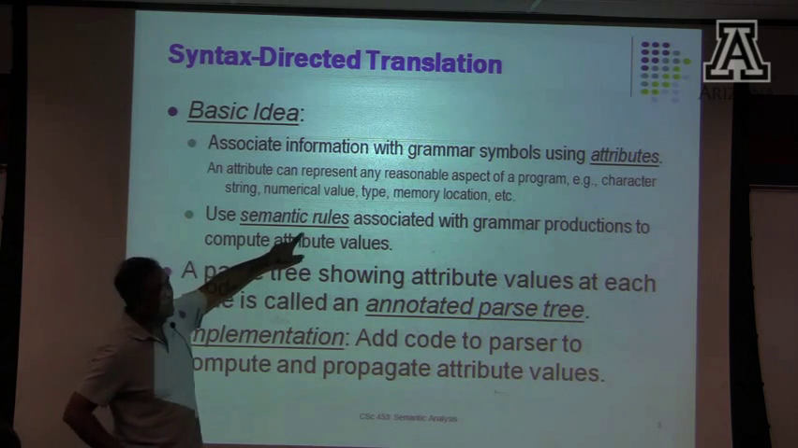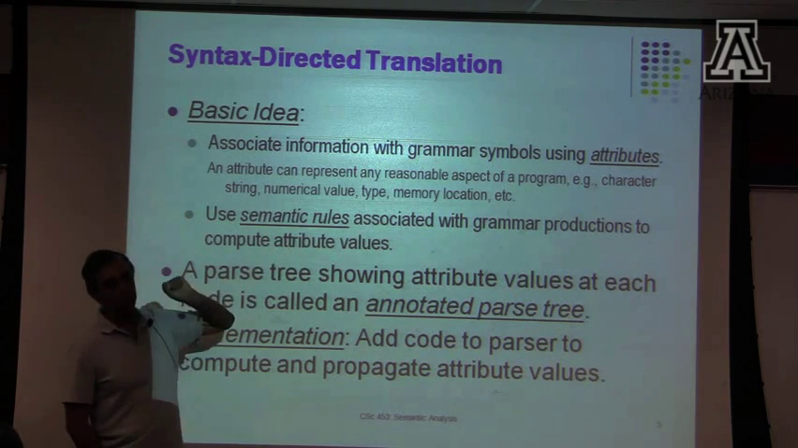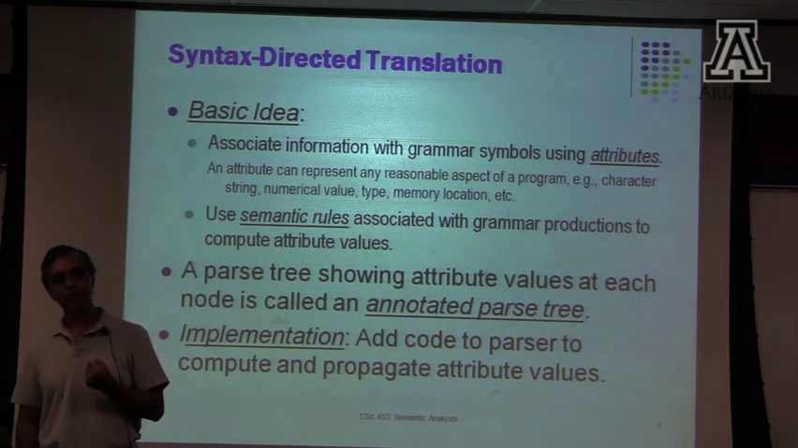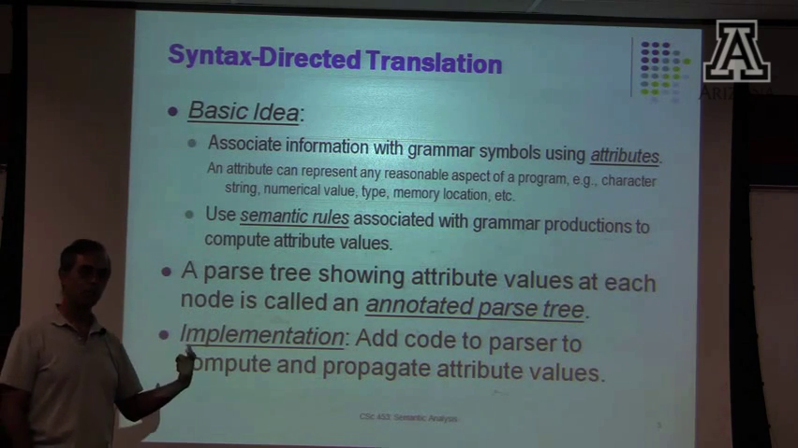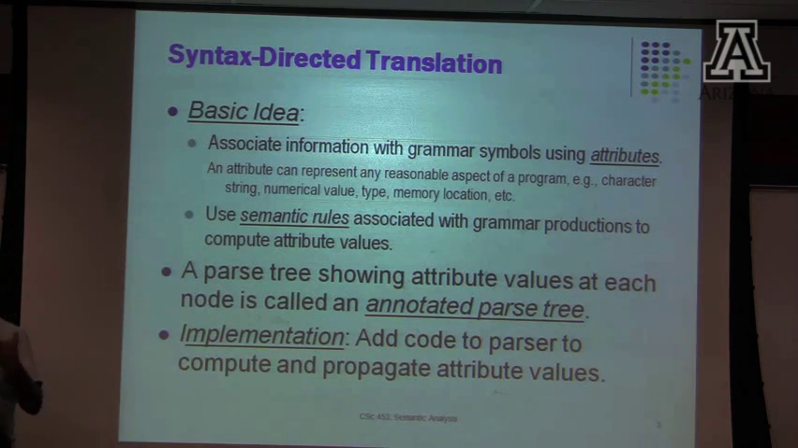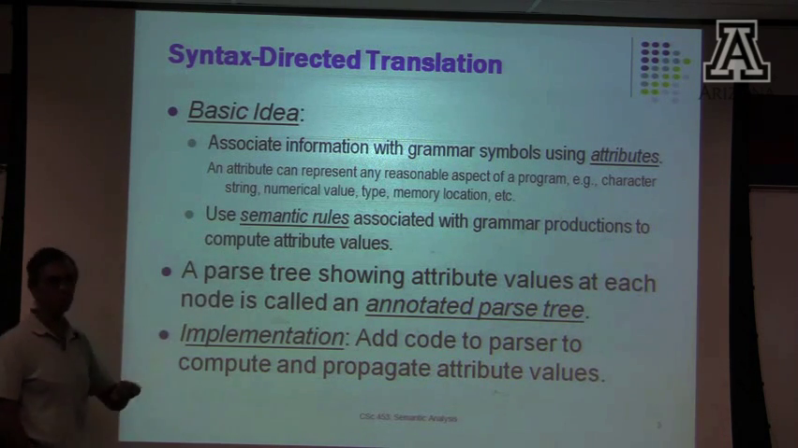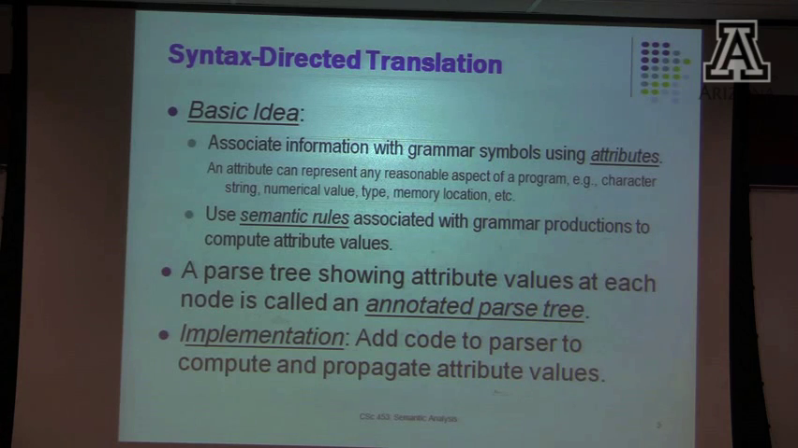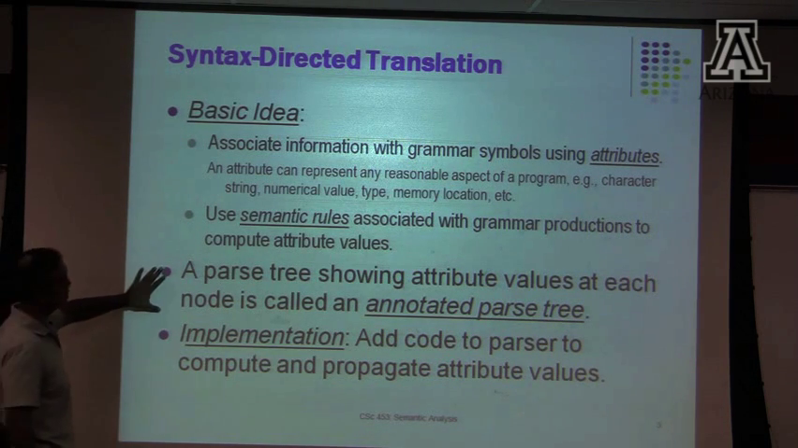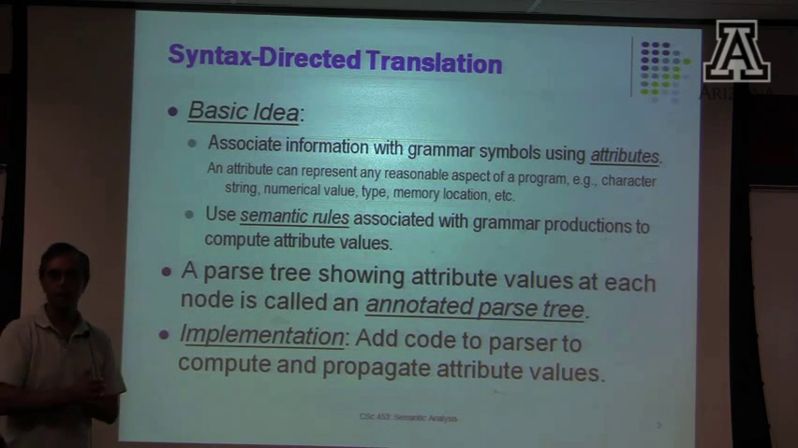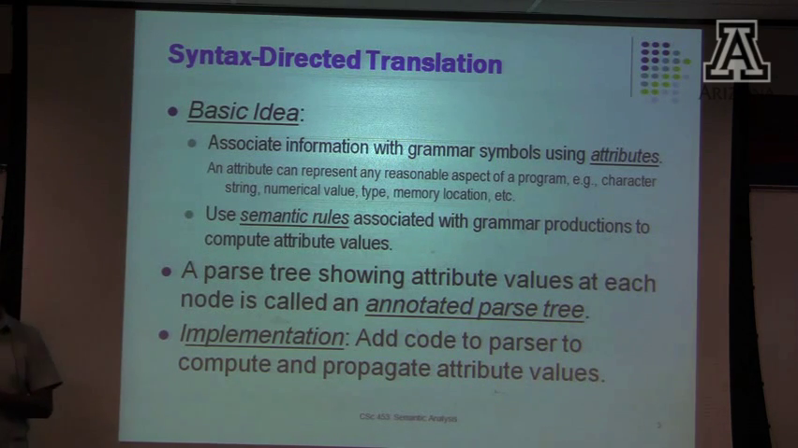So we'll use rules to compute the values of these attributes. And since we already used the word rules to talk about grammar rules, we'll use the phrase semantic rules to talk about these things that deal with the context-sensitive processing. Okay? So you can have a parse tree. We know what parse trees look like. Each node in a parse tree is a grammar symbol, right? A variable or a non-terminal.